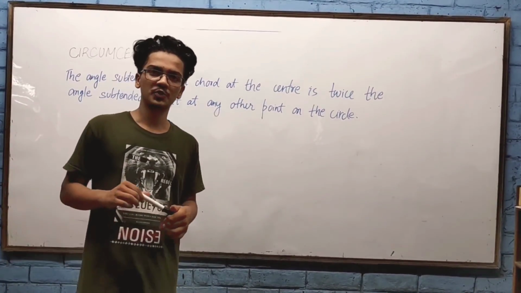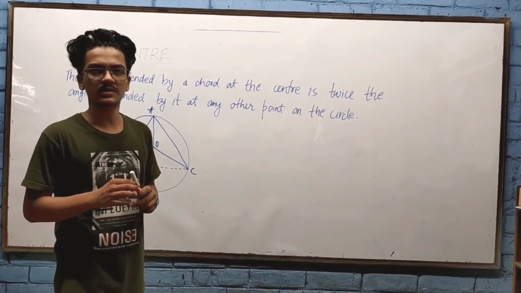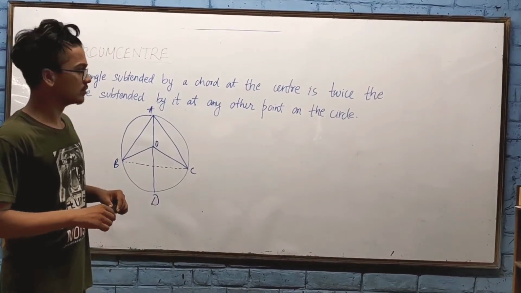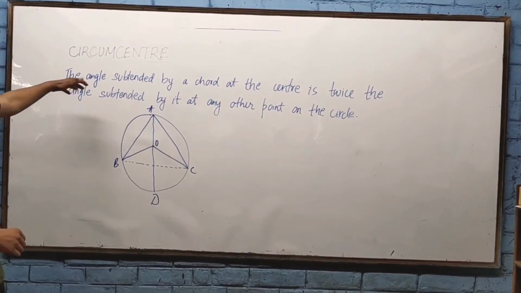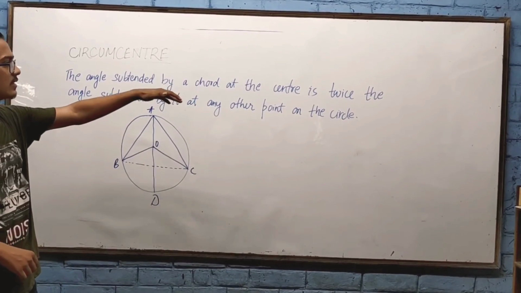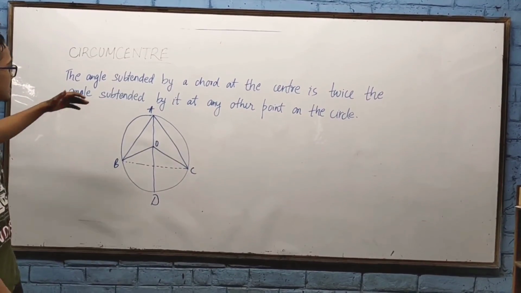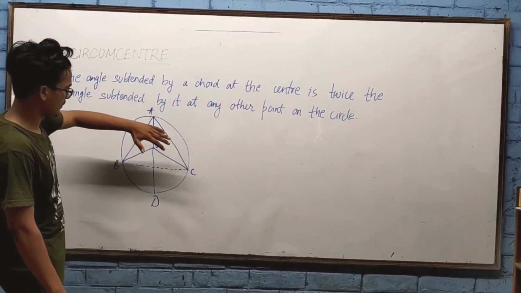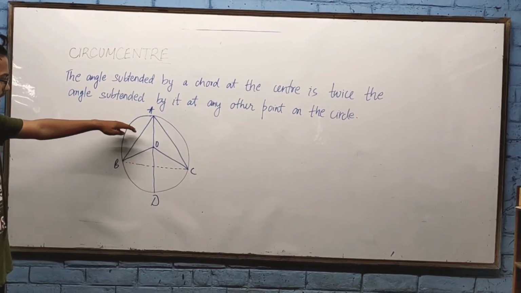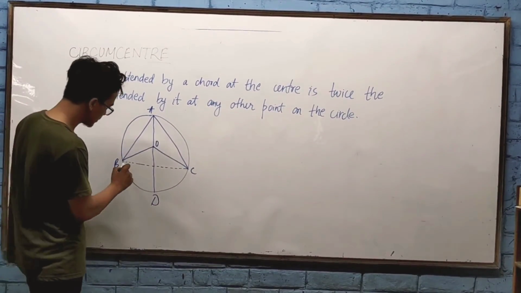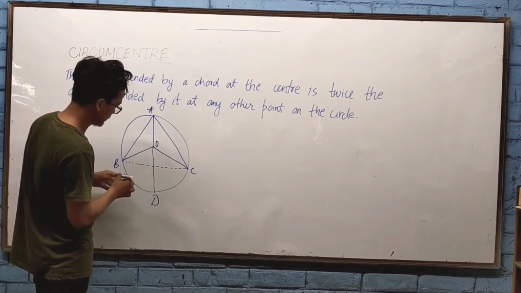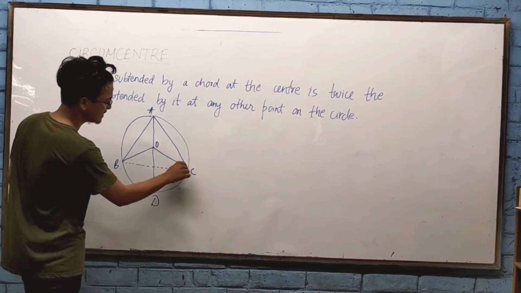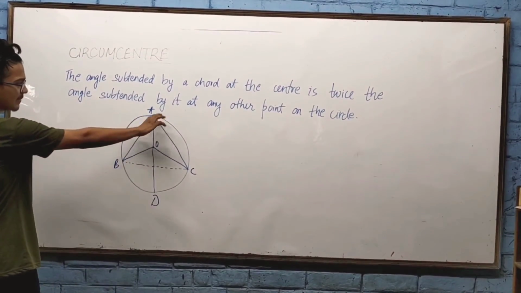Before we move on to prove that the circumcenter lies outside the triangle in case of an obtuse angle triangle, we need to learn this theorem: the angle subtended by a chord at the center of a circle is twice the angle subtended by it at any other point on the circle. I will give you a detailed proof. In this figure, you will see the chord BC is subtending angle BOC at the center and is subtending angle BAC at some point on the circle, A.